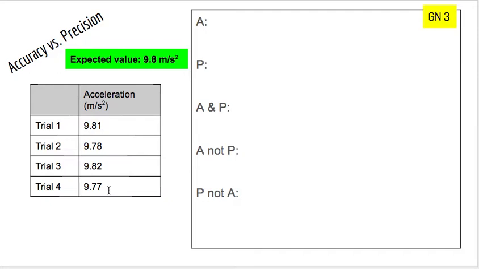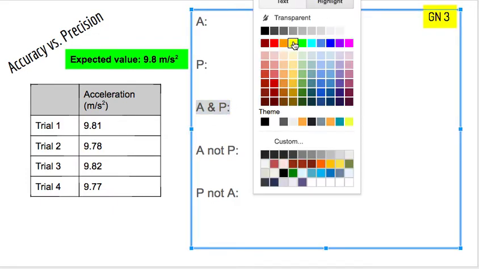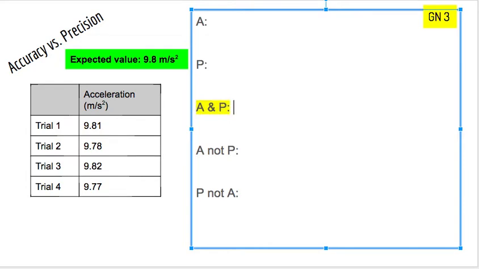We get something close to acceleration due to gravity, and they are all very close together. So accurate and precise would be the best arrangement of our values. Close together and close to 9.8 meters per second squared.